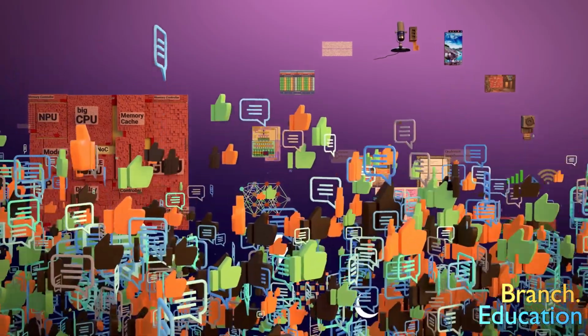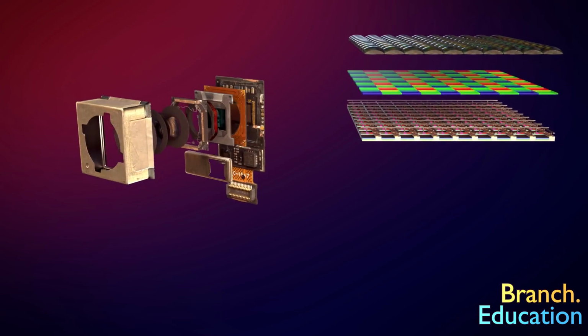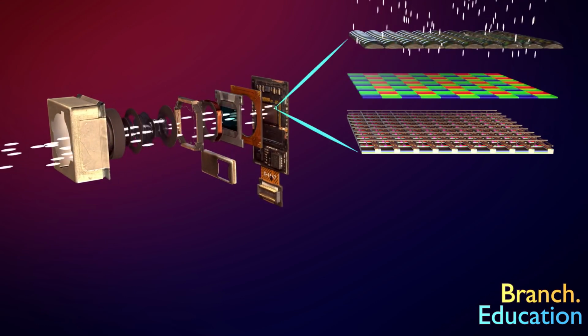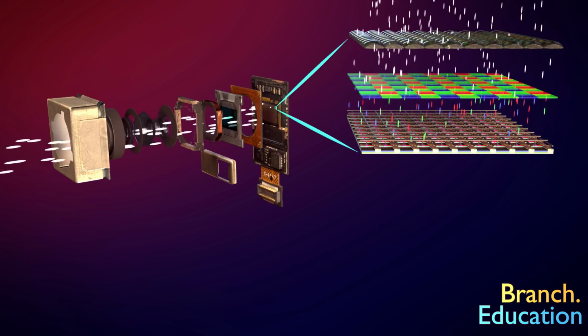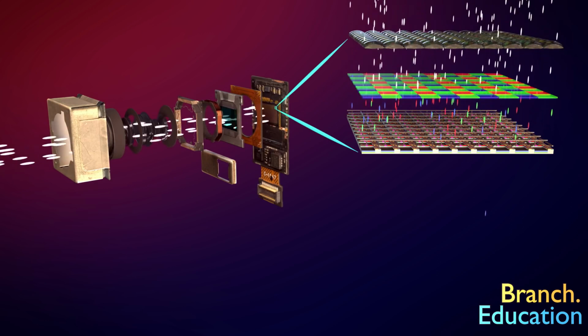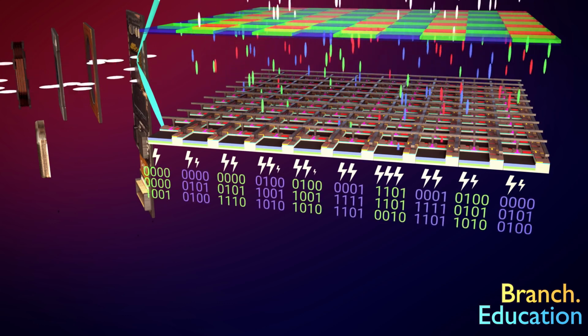But for now, let's get back to understanding what happens when you take a picture on your smartphone. First, the photons from the scene enter the camera's lenses, flow through a color filter array, and hit the sensor's photodiode pixels. These color-filtered photons are then absorbed by each photodiode and converted into an analog electrical current, which is then converted into a digital 12-bit binary value.